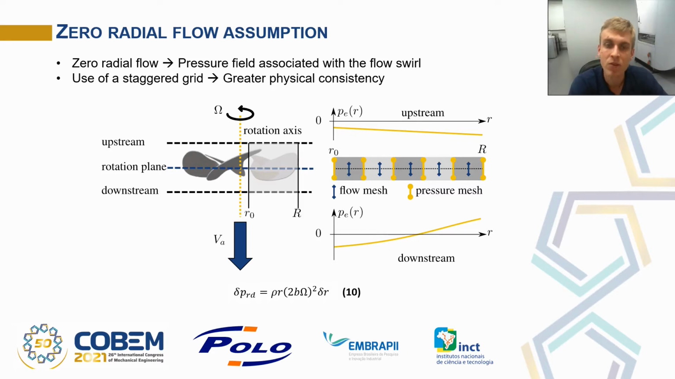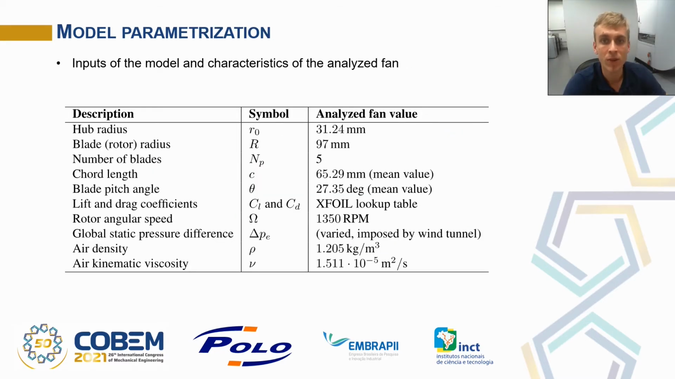For a greater physical consistency, a staggered grid was chosen for the flow and pressure meshes. Once the airflow is evaluated, the blade element depends on the pressure at its boundaries. The table shows the inputs of the model as well as their values for the analyzed fan in this work.